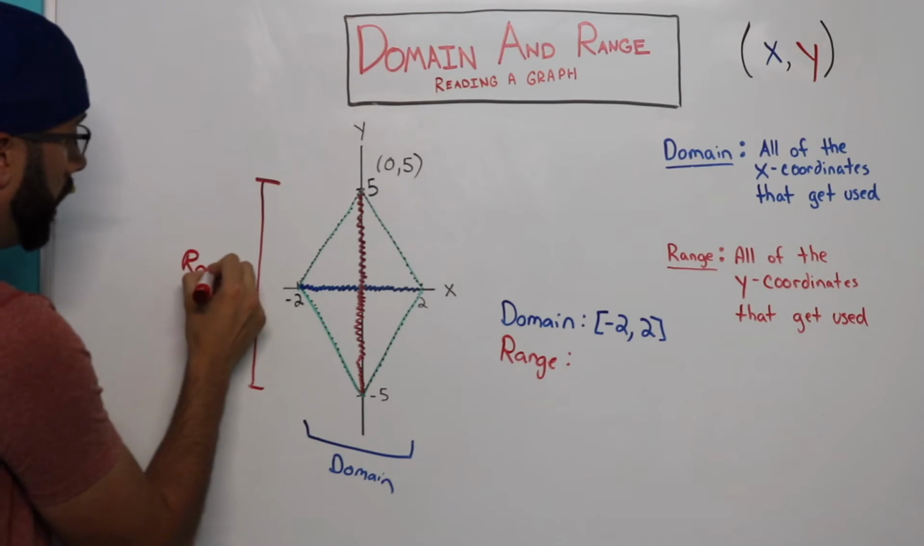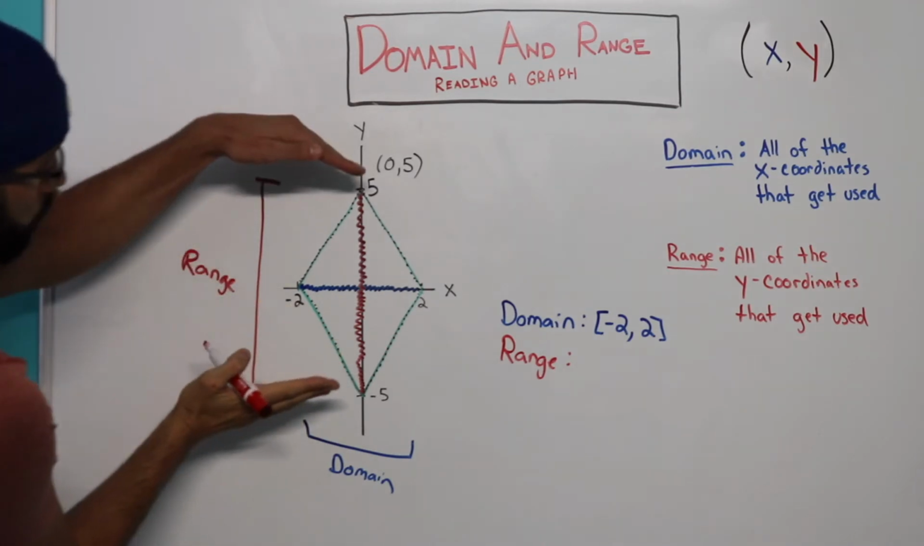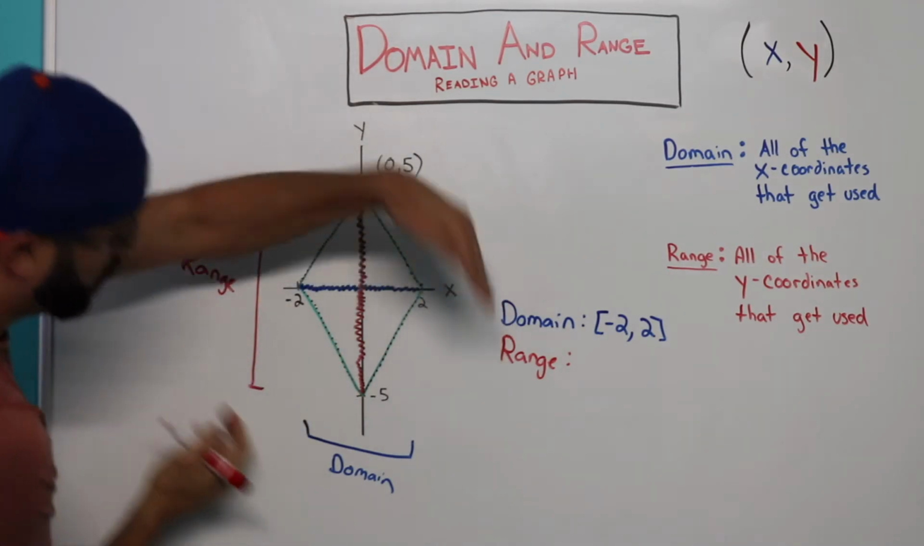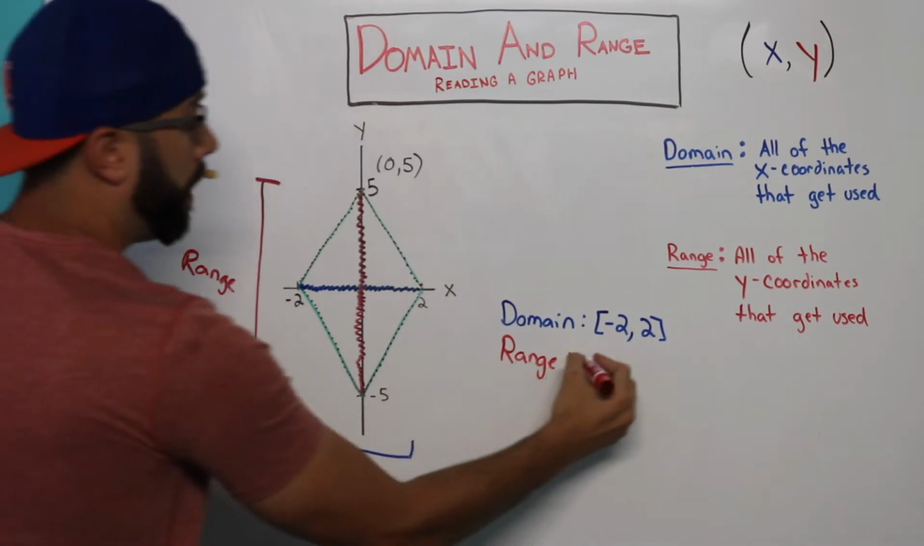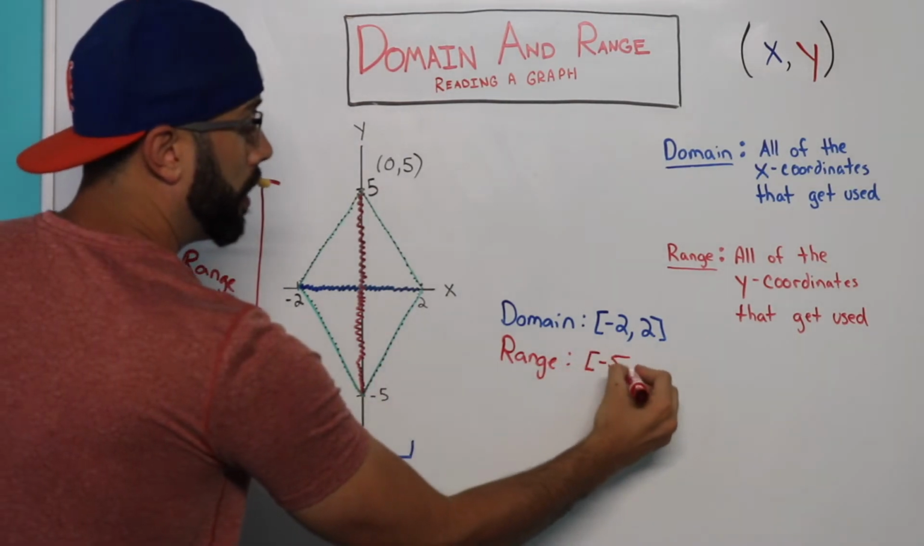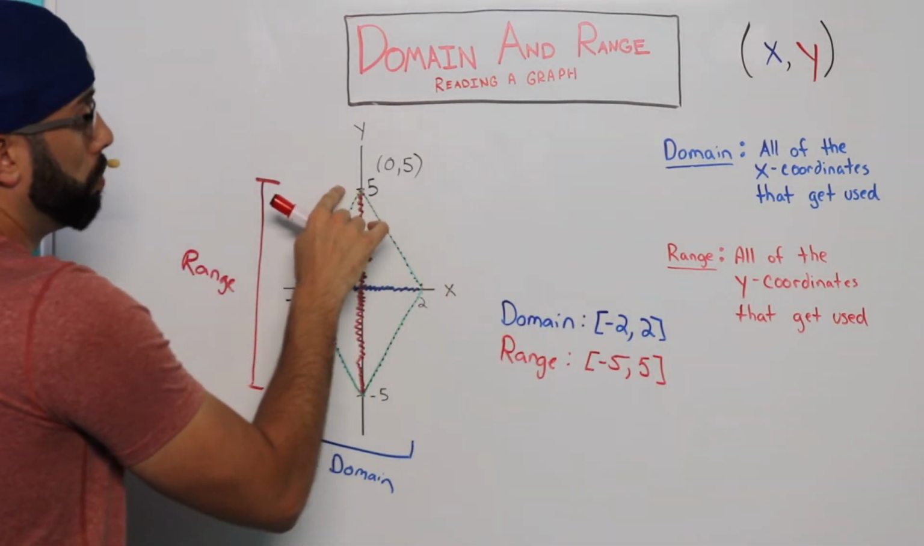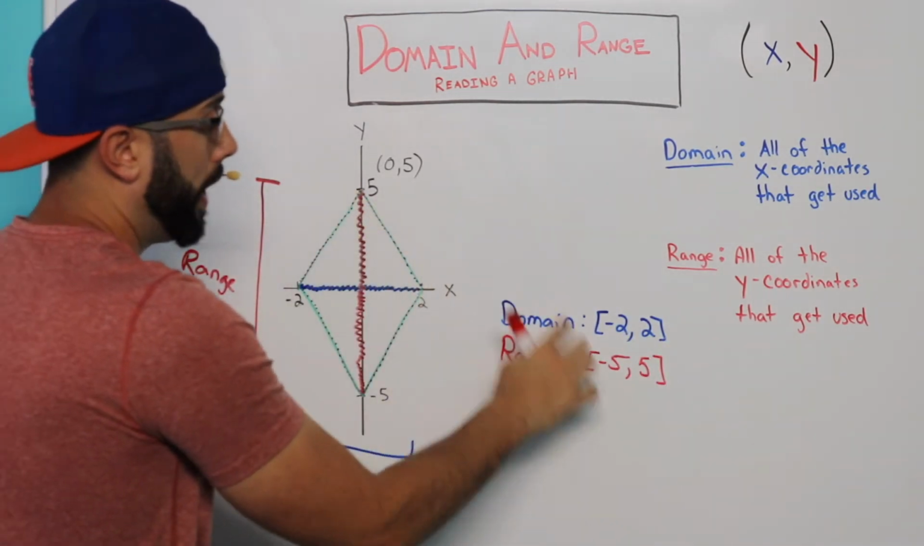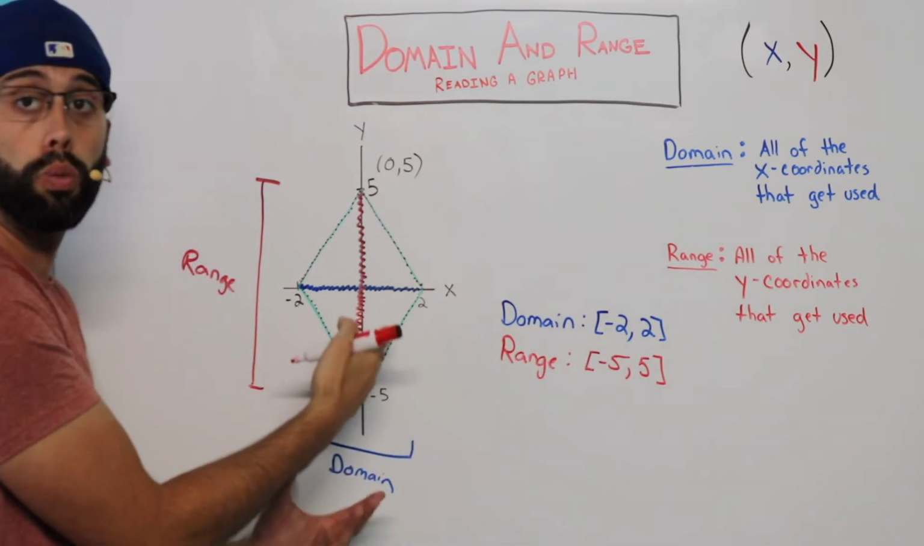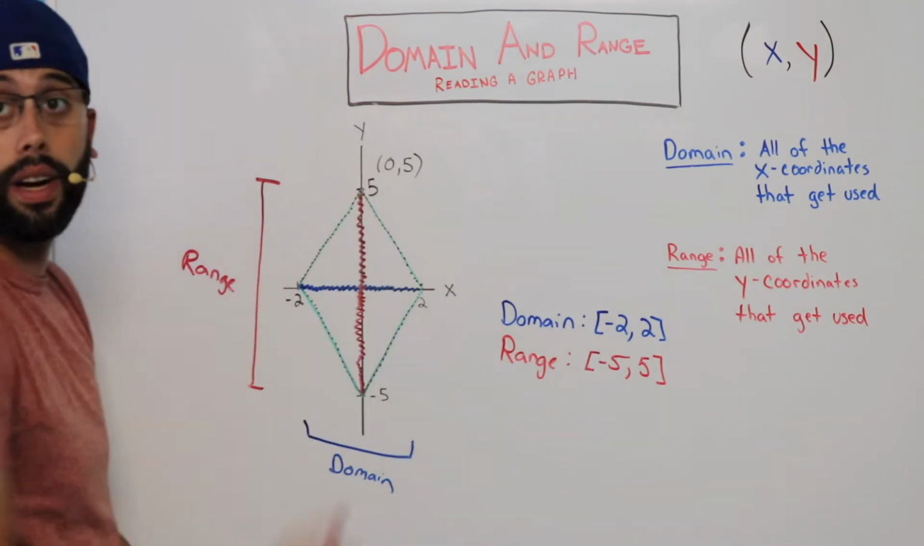That's my range. If I turned it, I would see that it's from -5, including, to 5, including. That was my uppermost piece right here. So that is my domain and range of this wonderful graph, or this diamond right here.